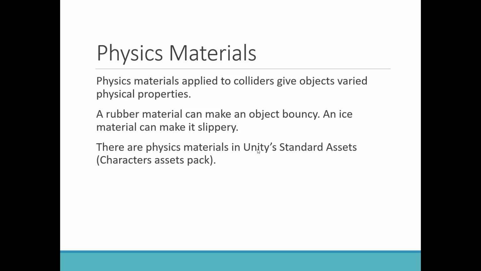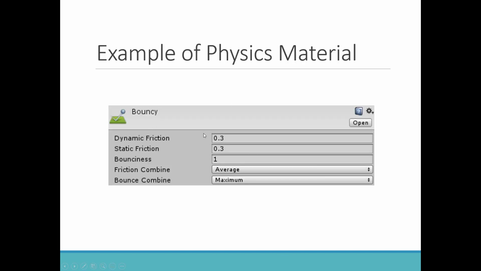It's really simple to create your own, and the idea is to make an object appear to be either bouncy or slippery or whatever case may be, depending on what you need. So that's the whole purpose of the physics material. You can see you can alter friction. So if you wanted to do something slippery, for example, you would set that friction to something like 0. Those values are between 0 and 1.